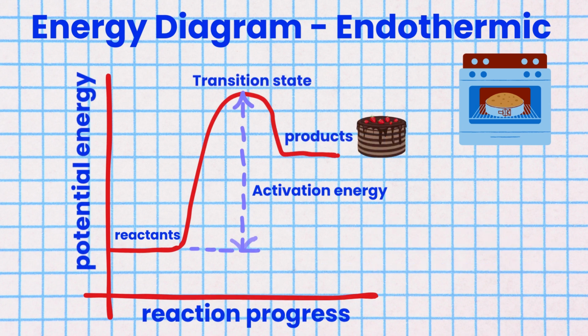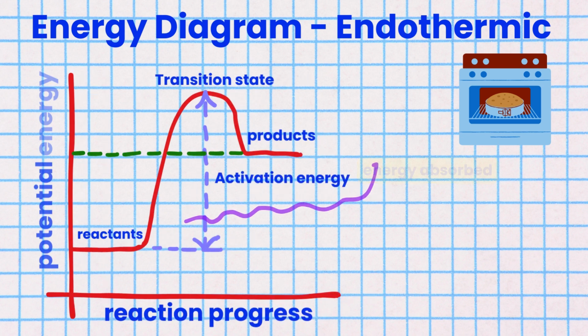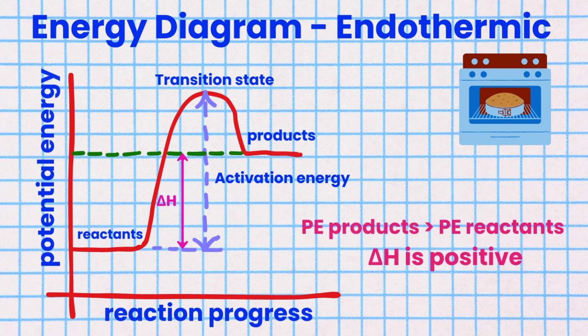For the cake baking, the product, which is the cake, has a high potential energy since it has absorbed energy for about an hour or so and is hot in the oven. This is the ending point of the reaction or the final energy state of the system. The difference in potential energy between the reactants and the products is the net energy absorbed by the system or the change in enthalpy of the system. In an endothermic reaction, net energy is absorbed by the system, which means the enthalpy of the system goes up and delta H is positive.